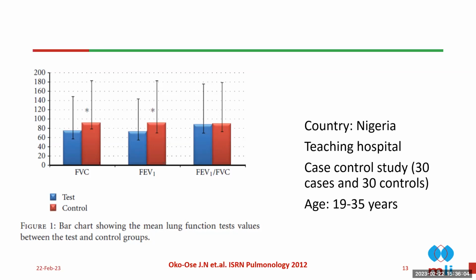This was the case for the FVC and the FEV, but the ratio was similar just because it's really a mathematical thing. But the bottom line is that children with sickle cell disease, even when they're of the same age and gender and from the same environment, usually have lower lung function.